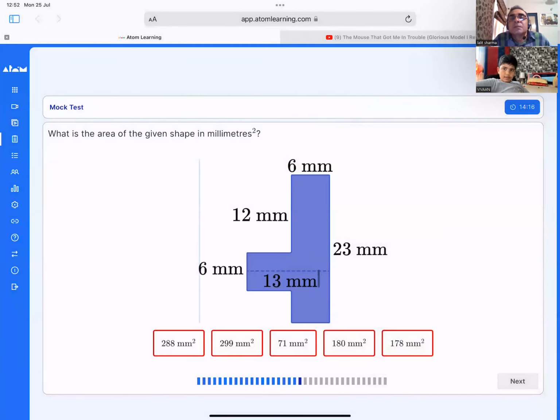And this times, so it should be 13 times 6, which is going to be 78. So 30 times 78 would be 108. Then 6 times 12 is going to be 108 times 7. So your answer is going to be 180 millimeters squared. Right? If that's right, okay.